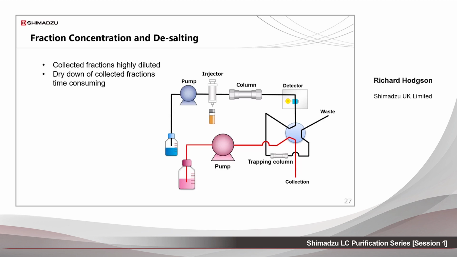In addition, the fractions may contain unwanted salts and buffers depending on what mode of chromatography we use for the purification. By adding a switching valve, trapping column, and second mobile phase line, we have the potential to concentrate the analytes in our fractions on the trapping column before desalting, eluting, and collecting with a strong solvent of minimum volume, thereby greatly reducing the fraction volume we are required to dry down.